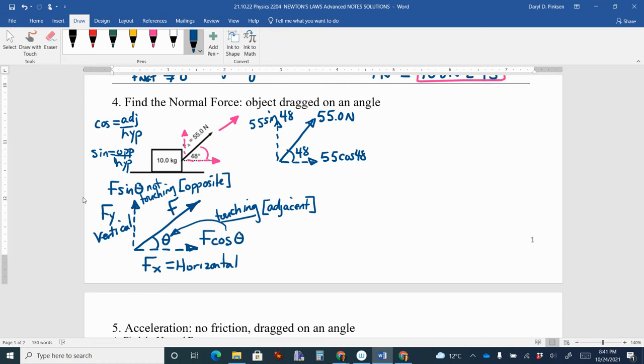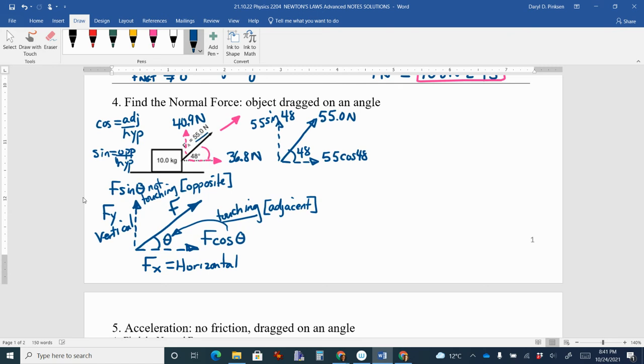And I get 36.8. So 36.8 newtons are pulling sideways. And then we have 55 sine 48, and we get 40.9. 40.9 newtons are lifting. So the 55 breaks down into, and hopefully you understand how this works now, 40.9 going up, 36.8 going across. If you do the Pythagorean theorem on these two sides, it'll come out to give you 55.